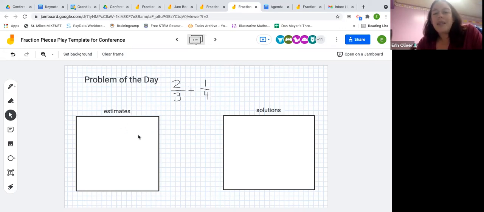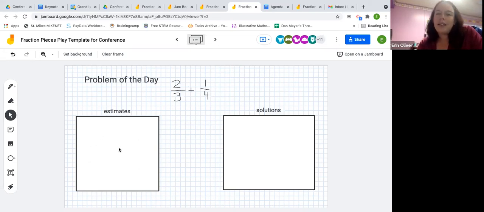So in the estimates box, I would ask students a question related to a benchmark number. So I might say, do you think that this problem is going to be bigger or smaller than 1? Like, are we going to make a whole or more with this, or not? Or is this problem going to be more or less than a half? And that's what would go in their estimate.